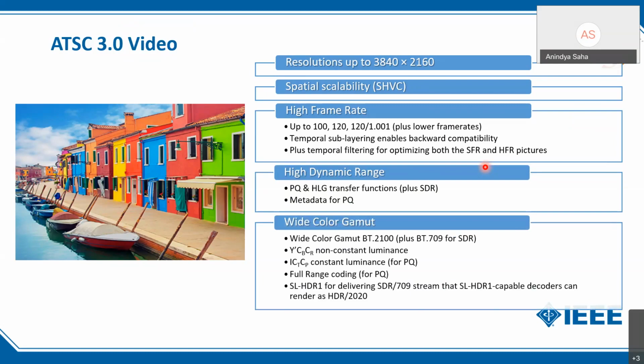In addition, it supports the wide color gamut, and you can see these standards are already well known, BT.2100 and BT.709. Some of these are kind of tick boxes. It supports YCbCr, ICtCp, full range coding. And the last one is interesting, SL-HDR1. SL-HDR1 is a technology which came from Technicolor. What it allows the broadcaster to do is to deliver a signal which can be rendered both in SDR as well as HDR. So quite some innovations were done to ensure adaptability to legacy as well as new systems.